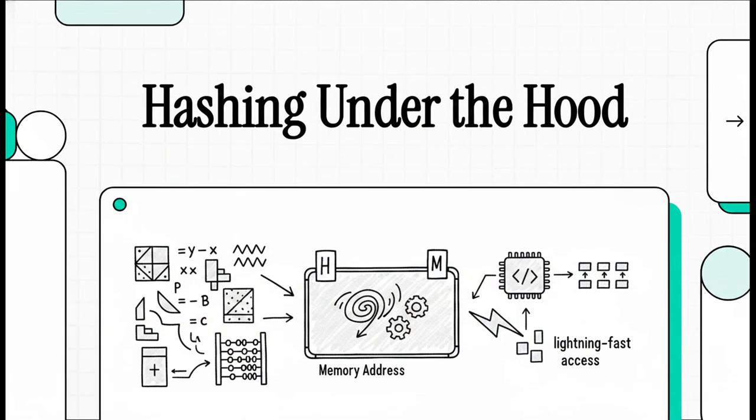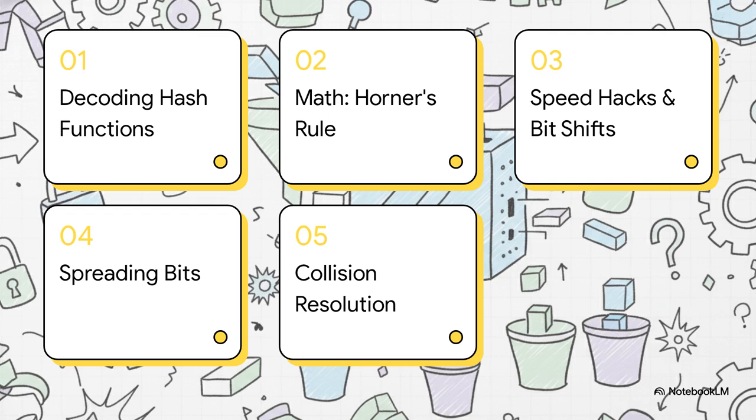Okay, let's dive into this. Welcome to the Explainer. Today, we're going on a seriously fascinating journey. We are tracing the path from abstract mathematical theory all the way down to hardcore bare metal C programming optimizations. We're getting right under the hood of hashing, figuring out exactly how modern software translates everyday, human-readable text into lightning-fast memory addresses. To get us there, we've got a pretty solid roadmap.